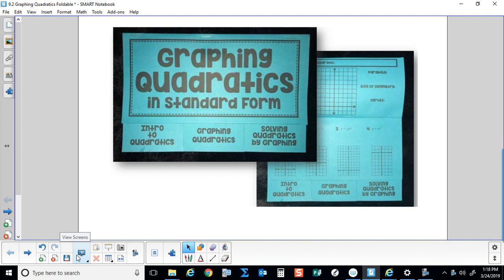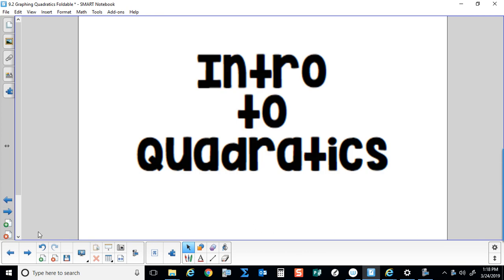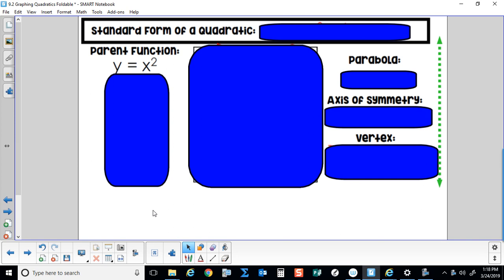Today will be graphing quadratics in standard form. First we'll have an introduction to quadratics, then we'll graph some quadratics, and we'll solve quadratics by graphing. Our introduction to quadratics. We have a standard form for quadratic equations.